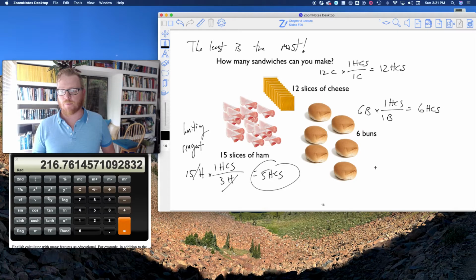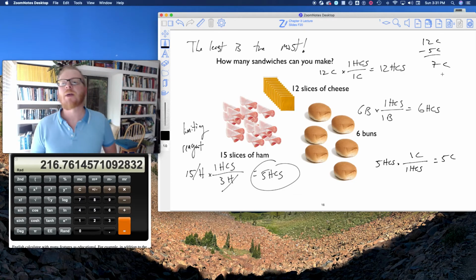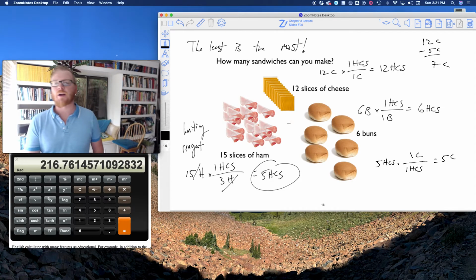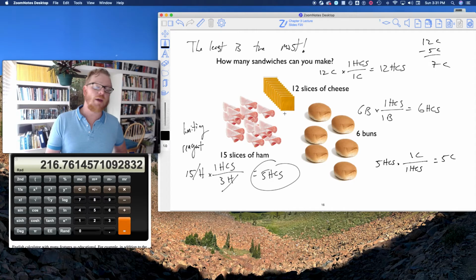Okay, well, I can work backwards and say, I know 5 ham and cheese sandwiches is made from just 1 slice of cheese, which tells me I need 5 slices of cheese. And if I had 12 slices of cheese up here, minus 5 slices of cheese, then I have 7 slices of cheese left over, right? So you can see with this simple algebra, you might think, or with these simple numbers, you might convince yourself you don't need to do this dimensional analysis stoichiometry thing because it just makes it confusing.